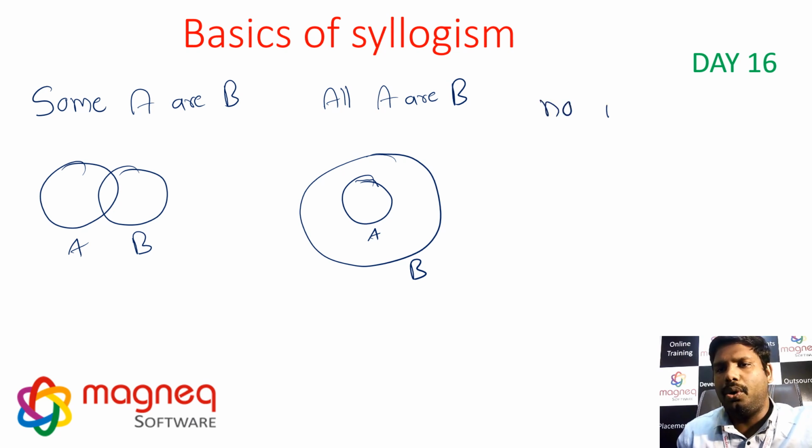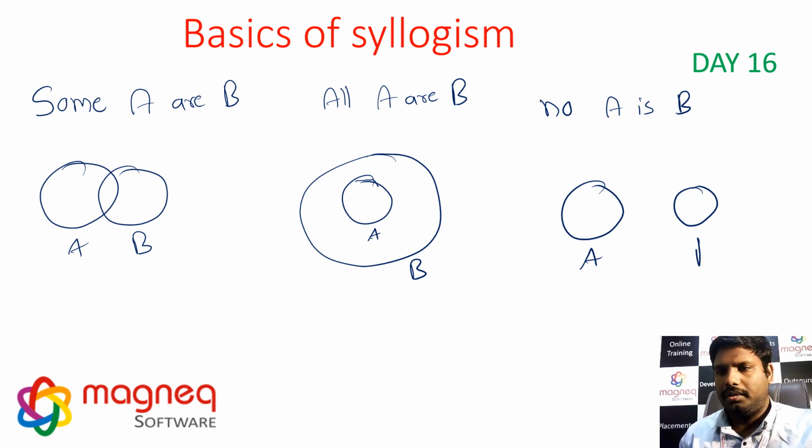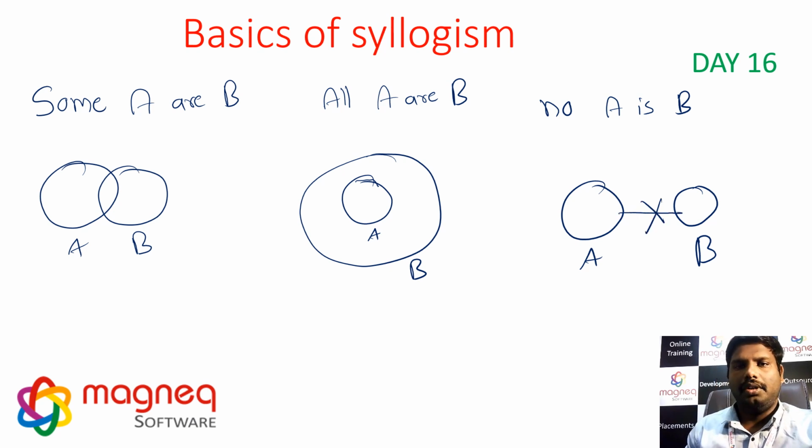Next, no A is B. There is no relation between A and B. So these are the basics of syllogisms: some A are B, all A are B, no A is B.